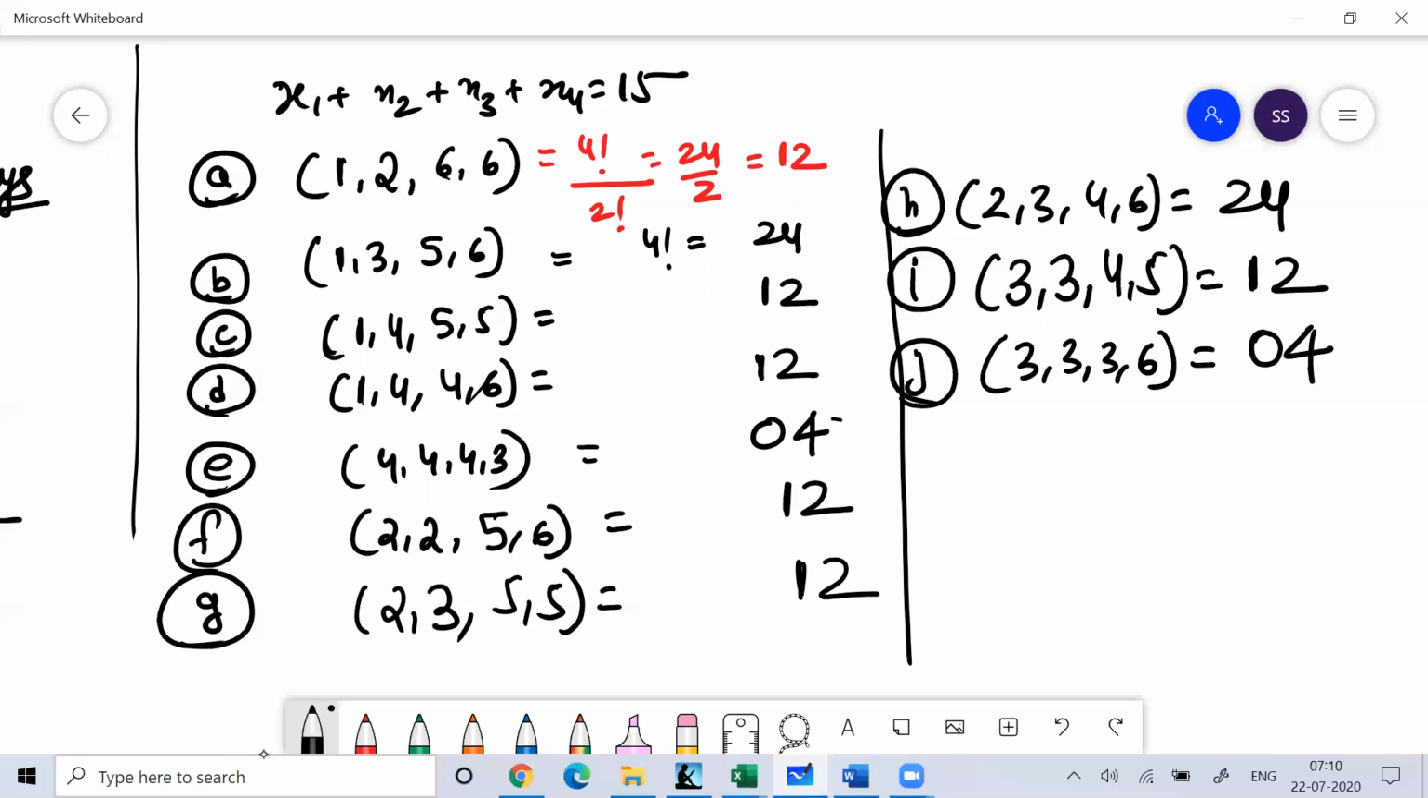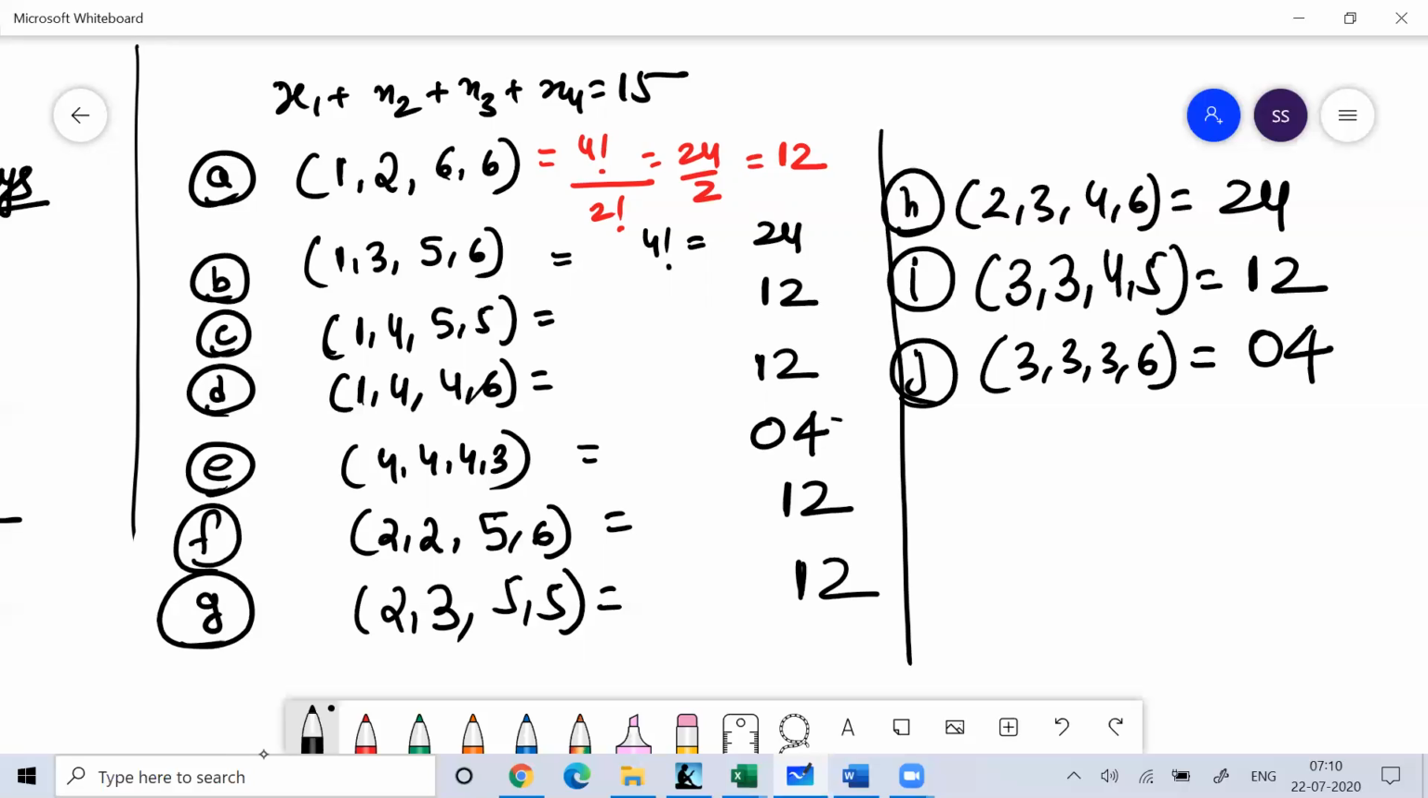3, 3, 3, 6 would be 4 ways. Okay. So with 3, you've done 4, 5. You did 4, 5. Then 3, 6. Then with sum 9, there are 4 ways. These are the 4 ways I'm done.